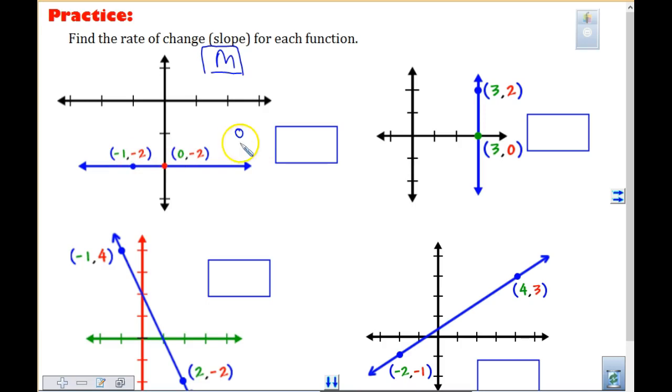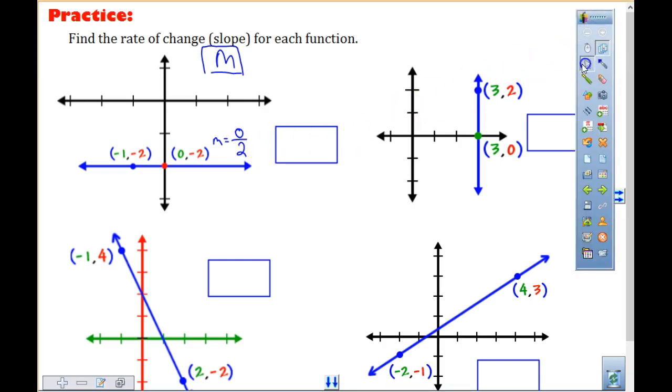So in this first one, horizontal line, rise is how much? Am I going up at all? No. So 0 divided by... From negative 1 to 0, I'm moving over 2. 0 divided by 2 is 0. So if I'm looking at that answer, my slope should be 0. And you don't have to write it out in words. You could have just put m equals 0 or slope equals 0.